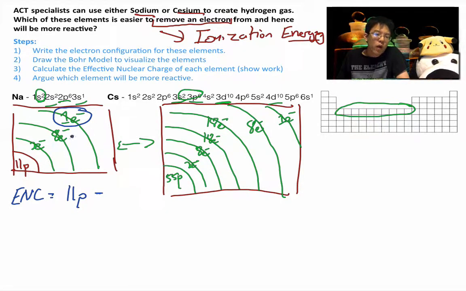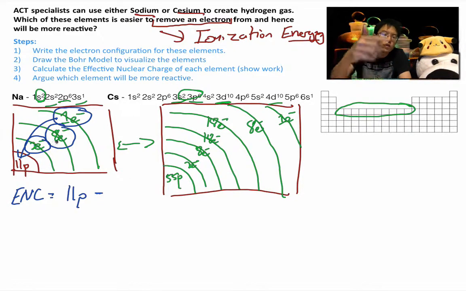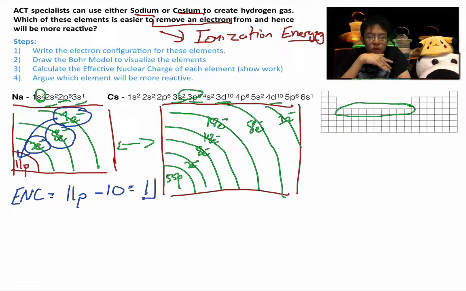Now theoretically they are all pulling on it, but I've got these electrons in the way. I've got these shielding electrons that are blocking. The protons are trying to pull the electron in, but I've got these 2 on the first ring and 8 electrons on the second ring that are shielding that outer electron from being pulled. And so I've got to subtract that 10. What I end up with is an effective nuclear charge of 1. Just an estimate. There are other factors involved, but for all intents and purposes, it's about 1.